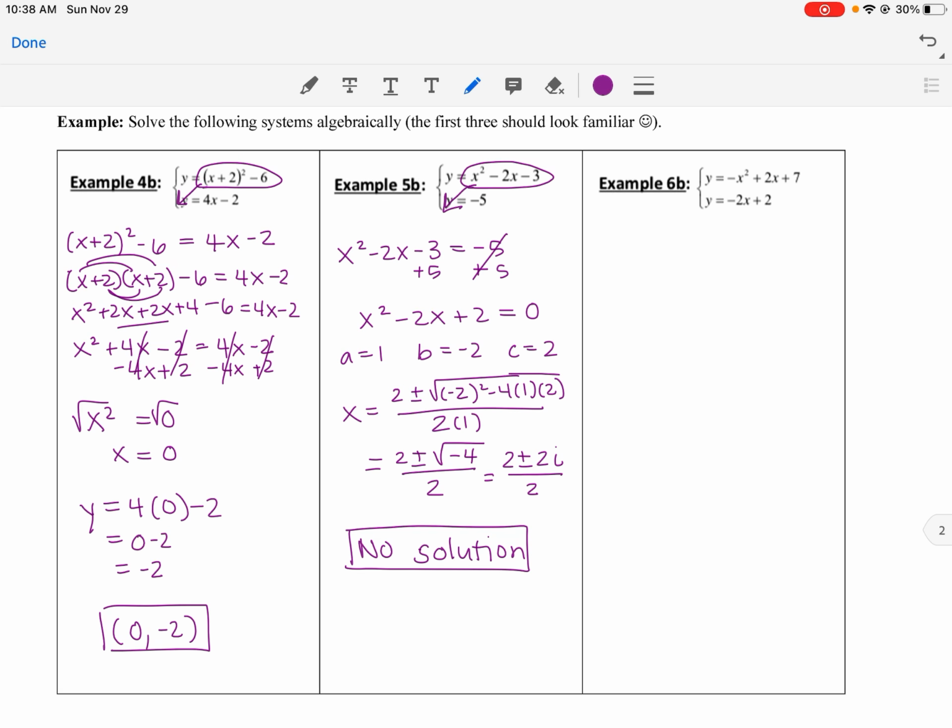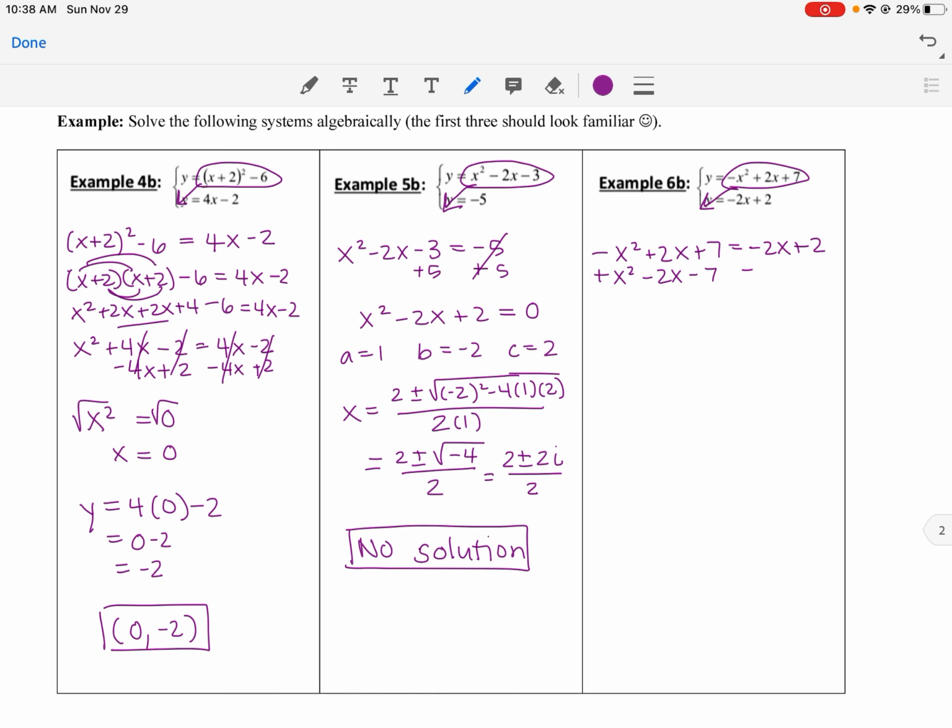Okay, last but not least, we're going to take what y equals and plug it in for y in the other equation. So negative x squared plus 2x plus 7 equals negative 2x plus 2. And we also set it equal to 0. I'm going to move the x squared to the other side so we get things that are positive. So I'm going to do the opposite of each of those.